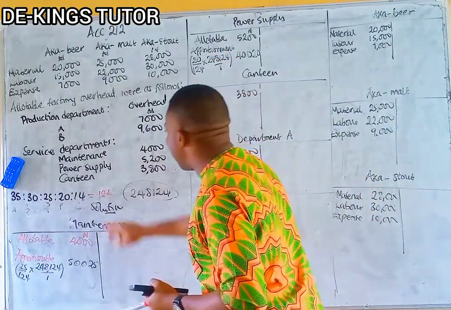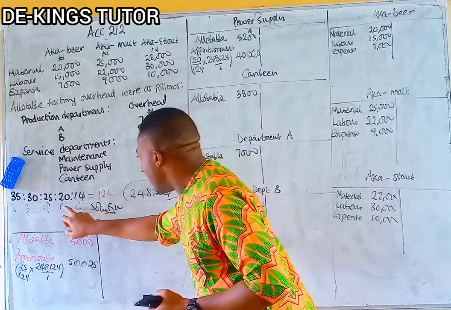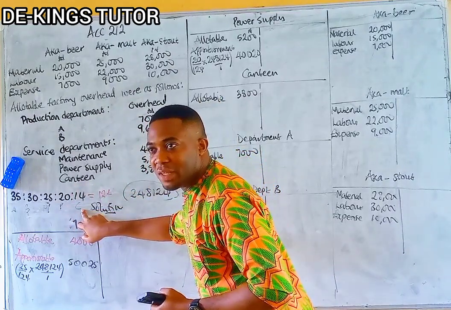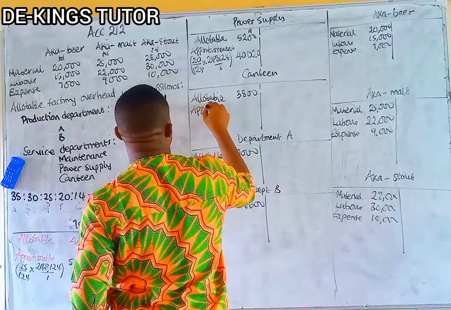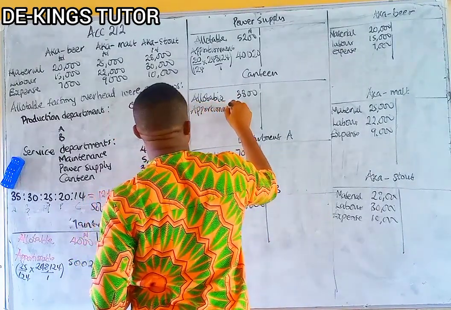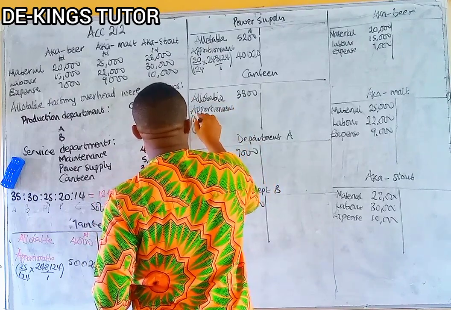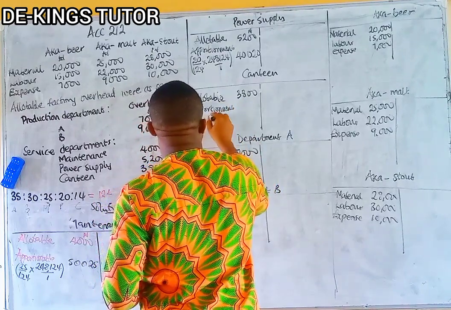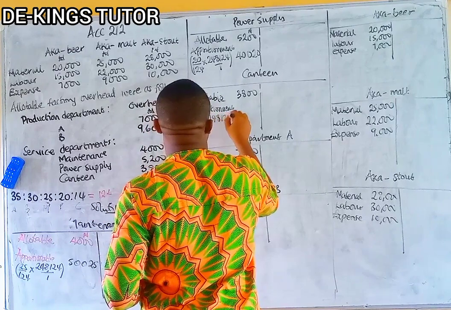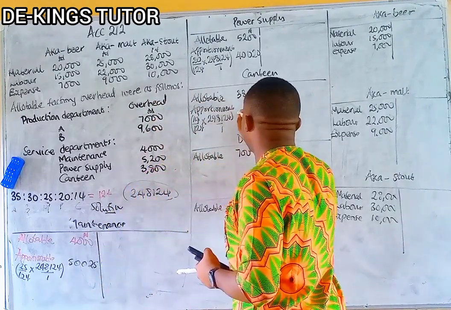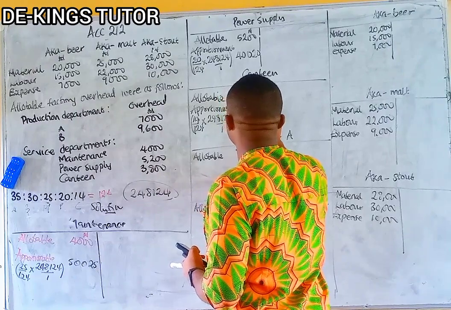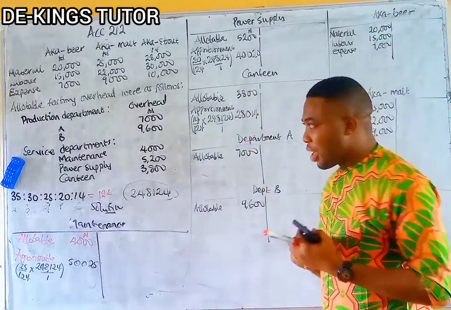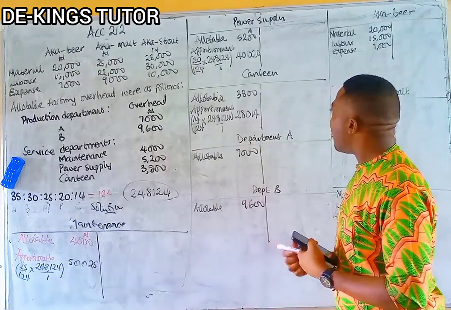Now the next one is canteen. This is canteen, 14, right? So we come here again for apportionment. That is 14 over 124 times 248,124. What do we have? 28. Yes. Okay, so that is for canteen.